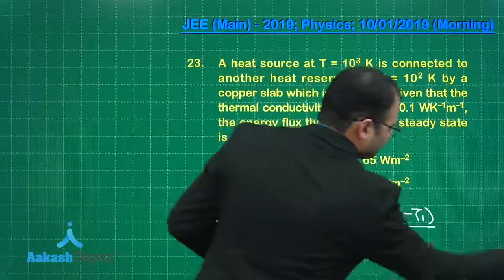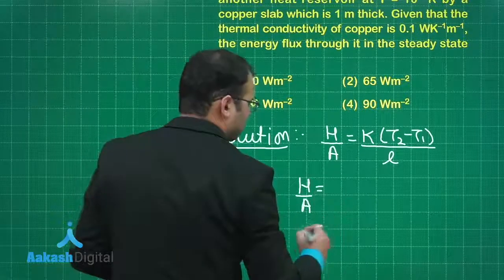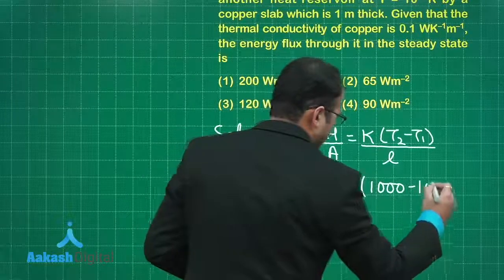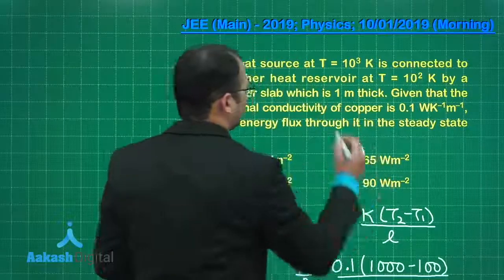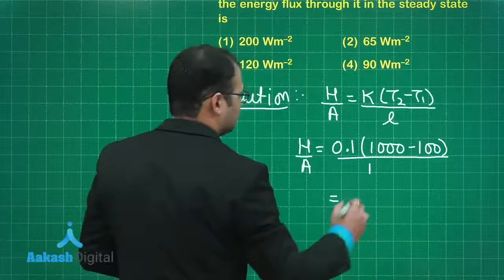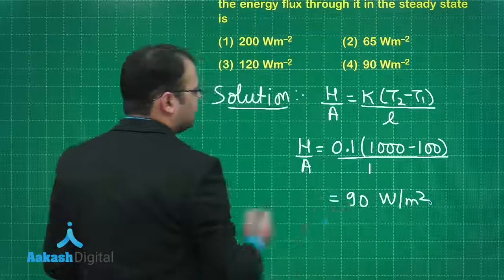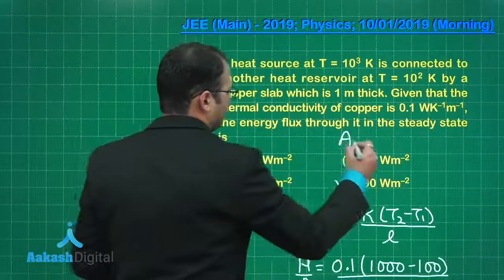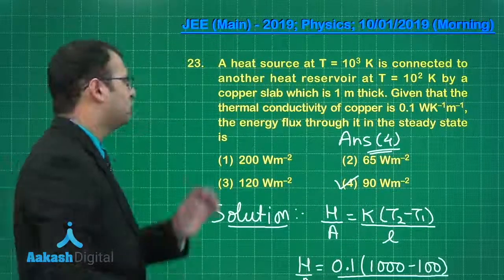Now in here, H by A would be equal to 0.1 into 1000 minus 100 divided by the thickness of the copper slab, which is given to be 1 meter. So you will find that this answer would be equal to 90 watt per meter square. So let's see which is the best suited answer for this question. Among these, option number 4 would be the answer to this question. Let's move ahead for question number 24.